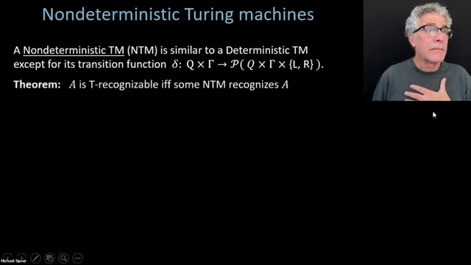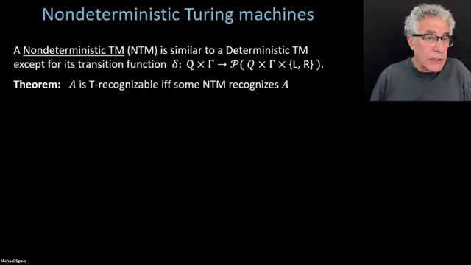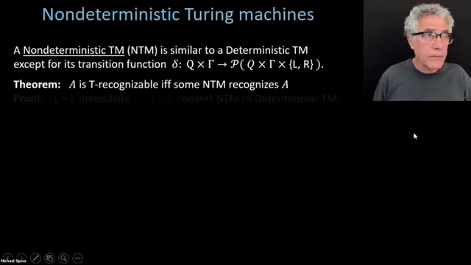Okay, so now we're going to prove a very similar theorem: A is Turing recognizable by an ordinary one-tape Turing machine, which goes without saying, since that's how we defined it, if and only if some non-deterministic Turing machine recognizes that language.